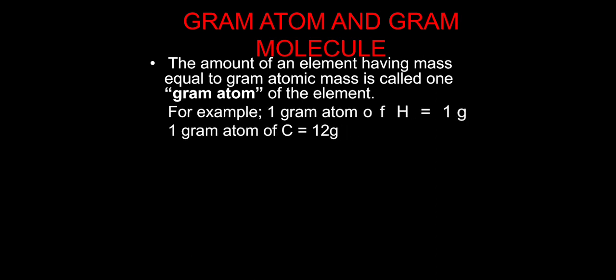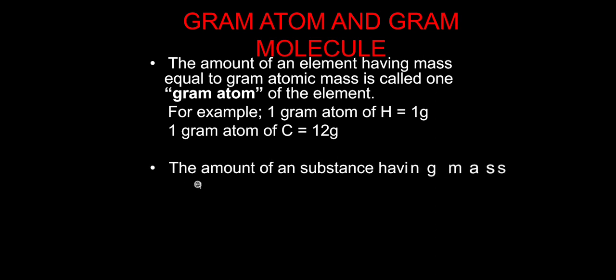Like for example, 1 gram atom of hydrogen is equal to 1 gram. 1 gram atom of carbon is equal to 12 gram. Why? Because 12 gram is nothing but gram atomic mass of carbon. So if we take a quantity which is numerically equal to the gram atomic mass of that particular element, then that much is known as 1 gram atom.